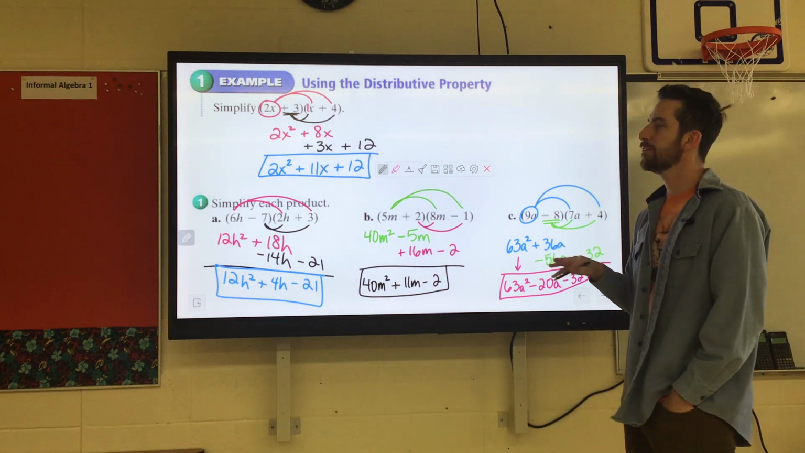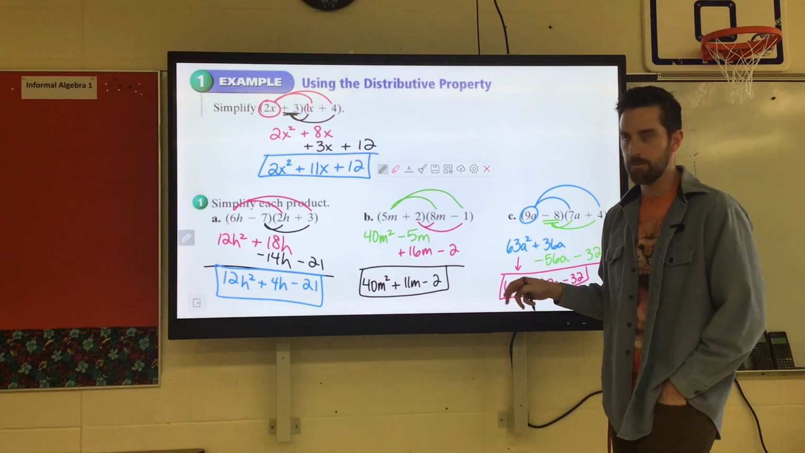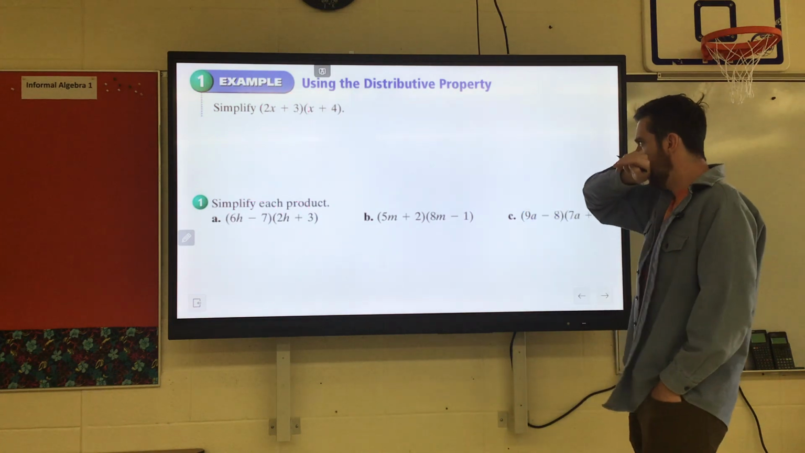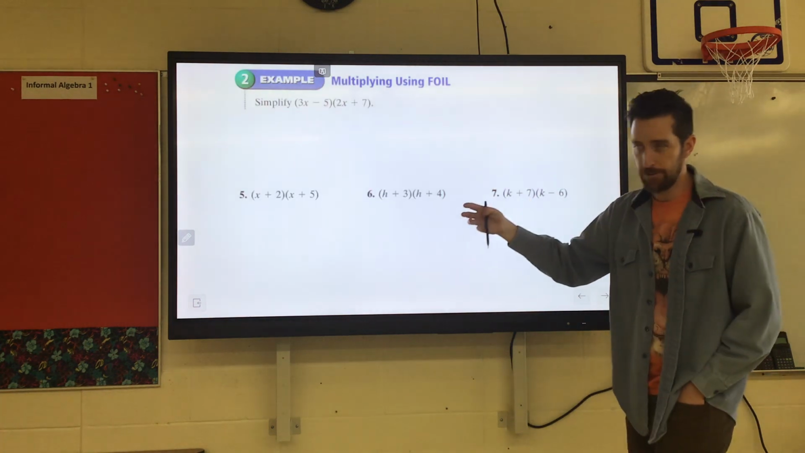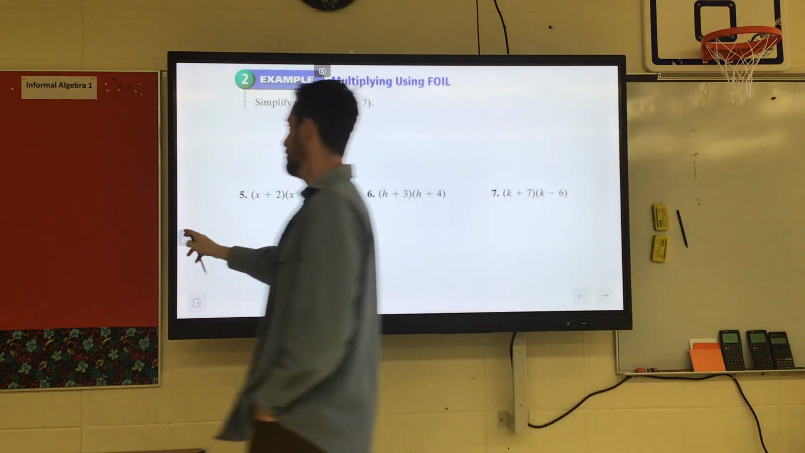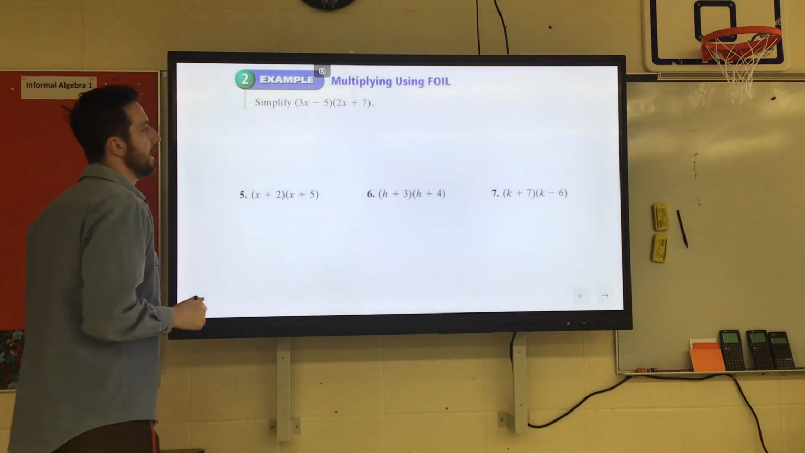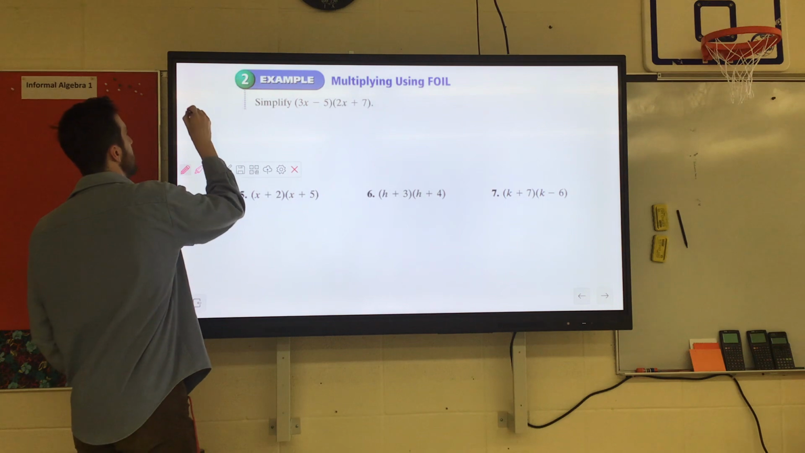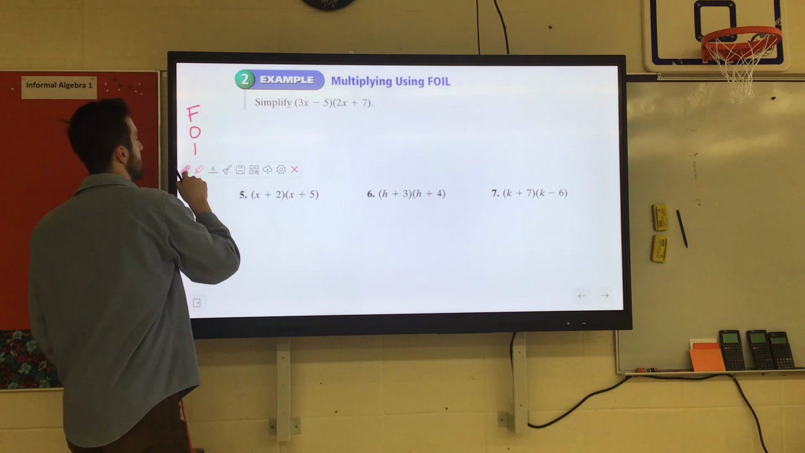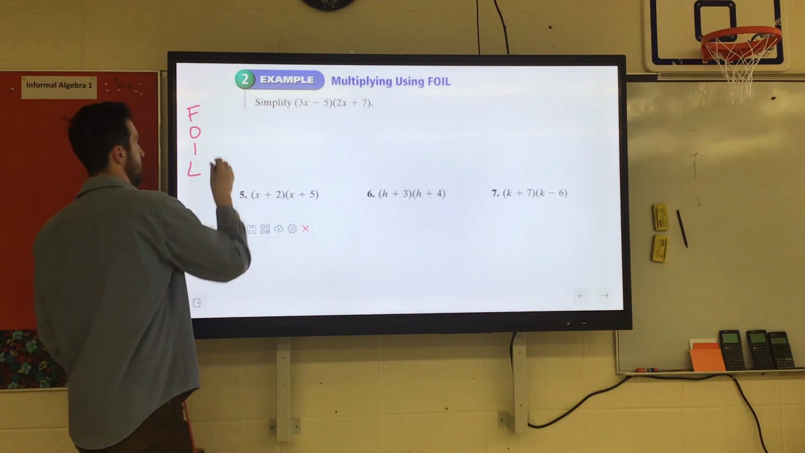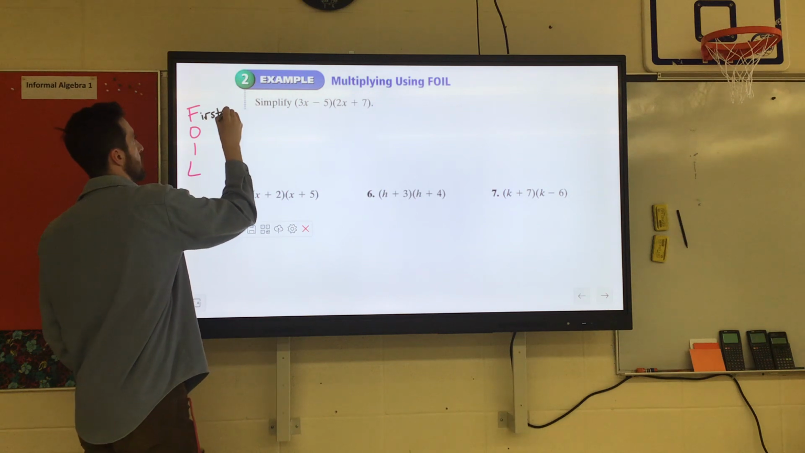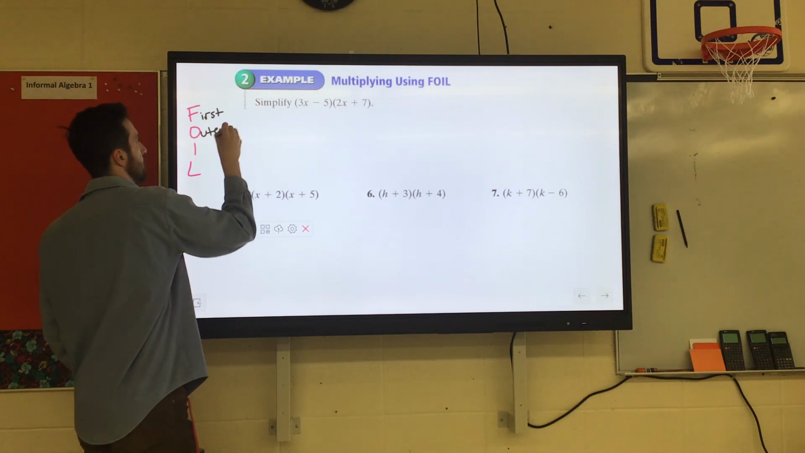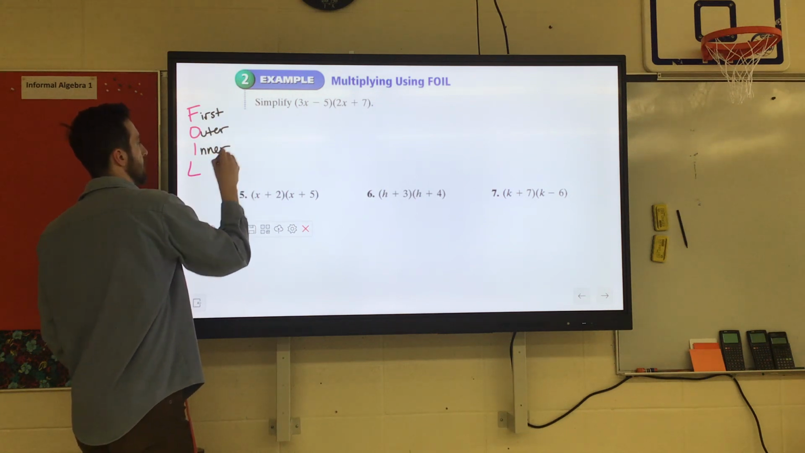Now I'm going to show you another way that you can do these same type of problems. And it's called using the FOIL method. And FOIL is an acronym. Boy, oh boy, who doesn't love a good acronym? But FOIL stands for first, outer, inner, and last.